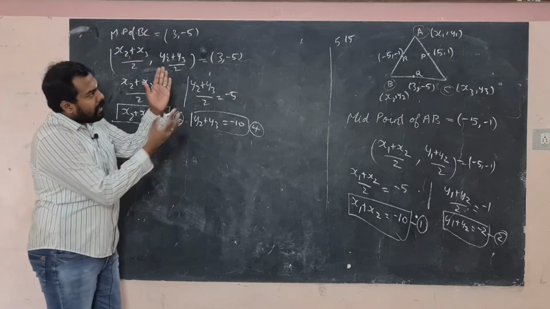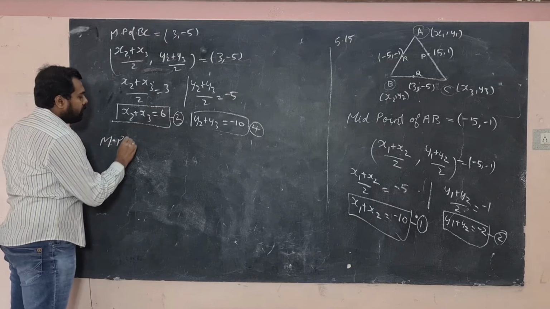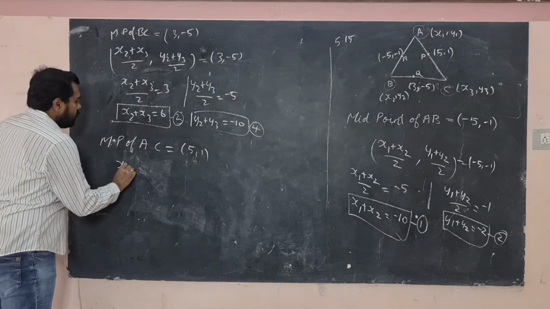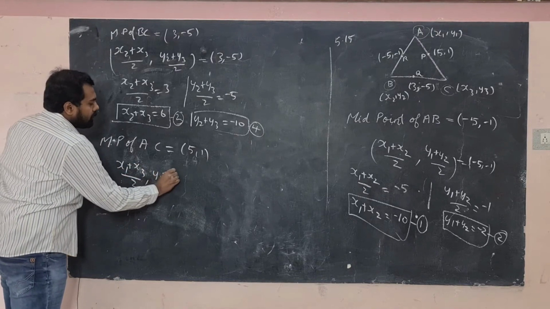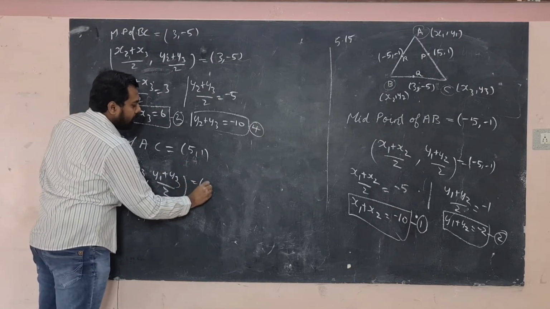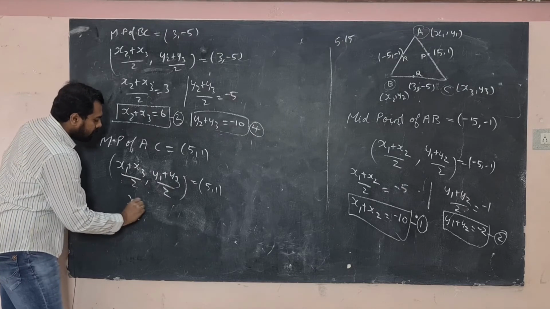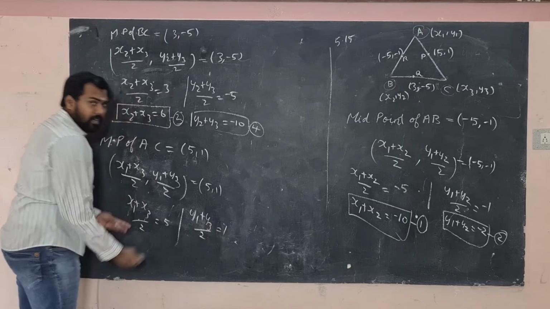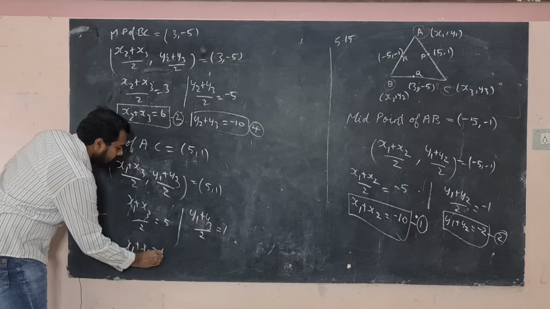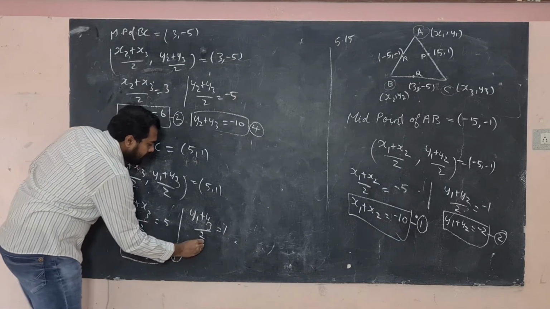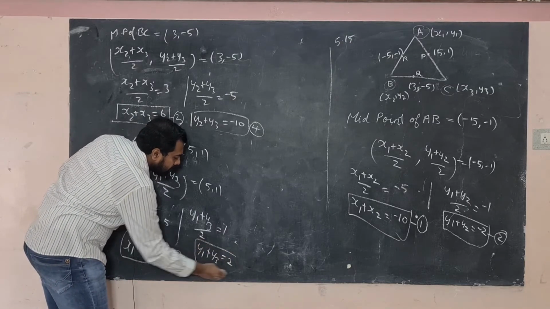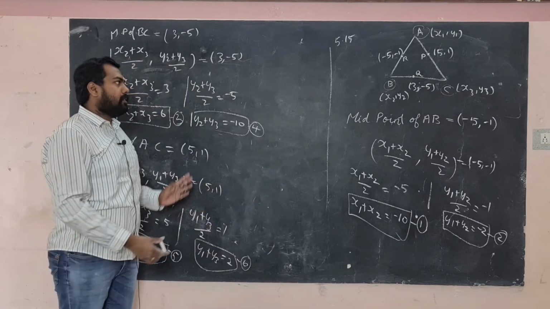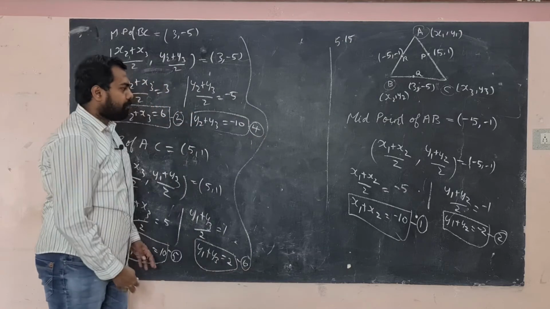Now the last one, the midpoint of AC, which they have given as 5, 1. The midpoint of AC is x1 plus x3 divided by 2, y1 plus y3 divided by 2, which is equal to 5, 1. Now equate x and y: x1 plus x3 divided by 2 equal to 5, and y1 plus y3 divided by 2 equal to 1. Cross multiply: x1 plus x3 equal to 10, which is equation 5, and y1 plus y3 equal to 2, which is equation 6. So totally we have 6 equations. Using these 6 equations, we have to find the values of the x's and y's. Okay, so now we will solve.